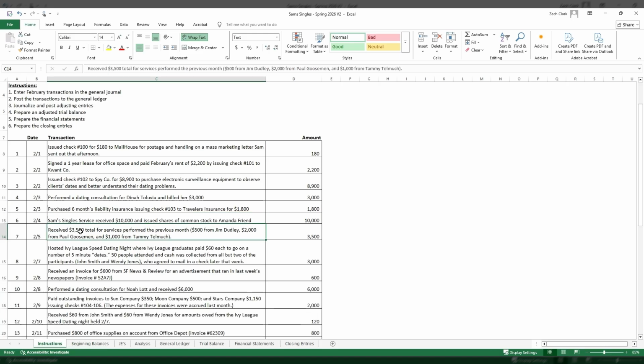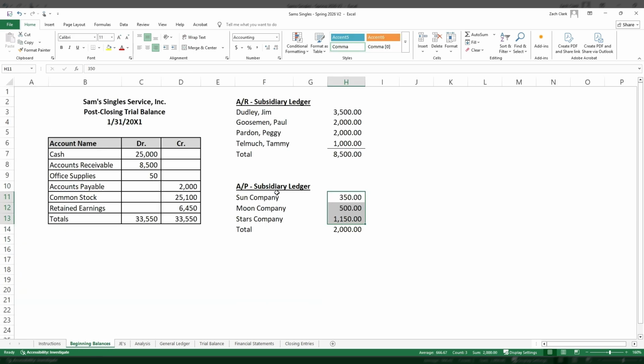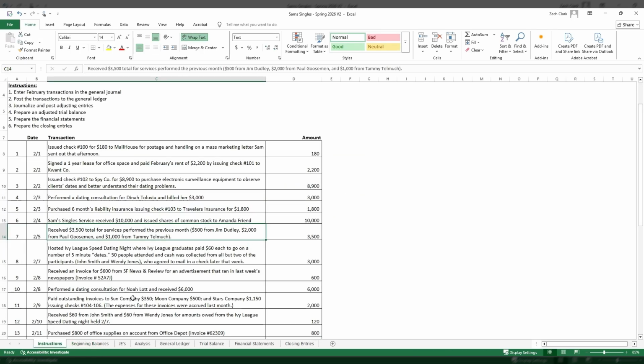On the 5th, it says that we received $3,500 total for services performed the previous month. So we have $500 from Dudley, $2,000 from Gooseman, $1,000 from Telmuch. So we should see those balances here. Dudley, Gooseman, Telmuch. I think it is these three.